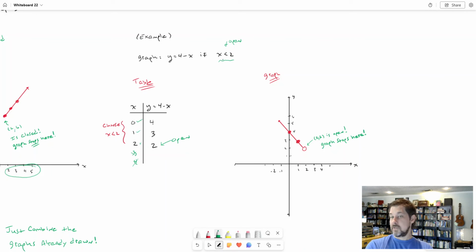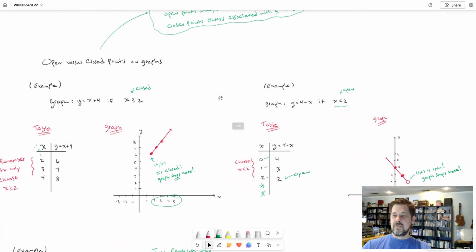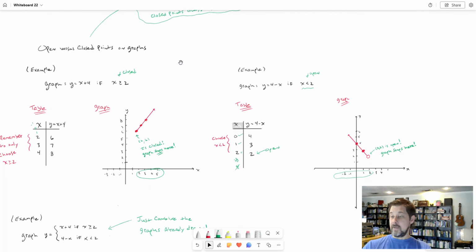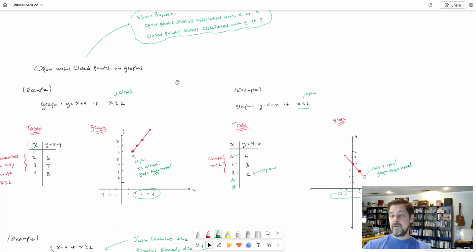Well, because the instructions say that the graph exists, or is found, when x is less than 2, so that means the graph is only out here. It only goes to the left. It doesn't go past that point. So that point where the graph stops is open. In this case, it goes no further than that. All right, so we can think about these two in a similar way, and we can understand the difference and recognition between open and closed points.